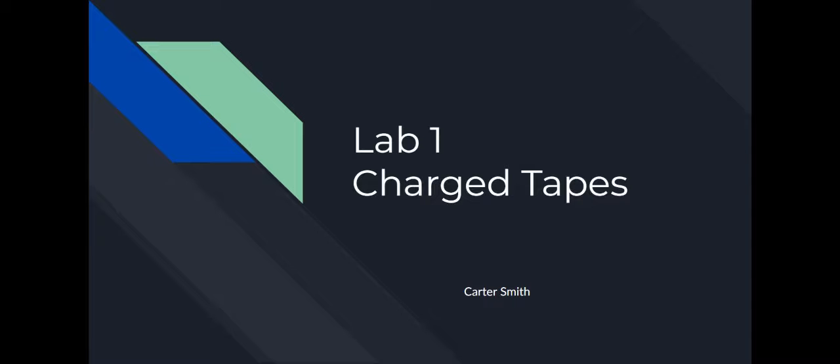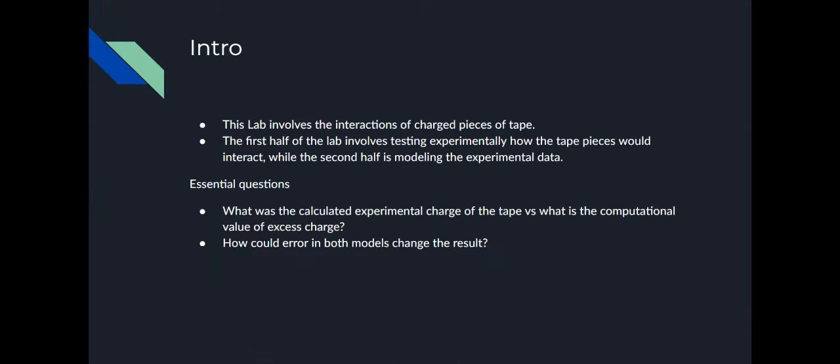So, lab one for Physics 2, where we're going to be going through the charge tape lab. This is a lab where you're going to be getting two pieces of tape and pulling them across each other, so you're going to be able to see the charge interaction between the two pieces of tape.